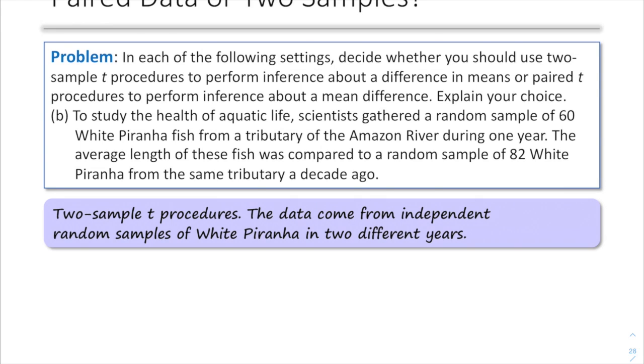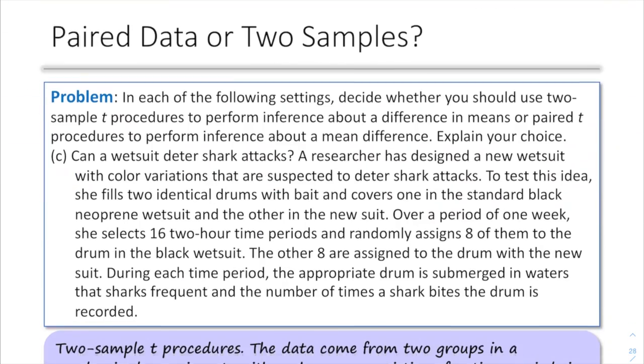To study the health of aquatic life, scientists gathered a random sample of 60 white piranha fish from a tributary in the Amazon River during 1 year. The average length of these fish was compared to a random sample of 82 white piranha from the same tributary a decade ago. Well, these are 2 different samples because one was from a year ago and one's a decade ago. 2 completely different year times, and you're just going to compare the 60 to the 82.